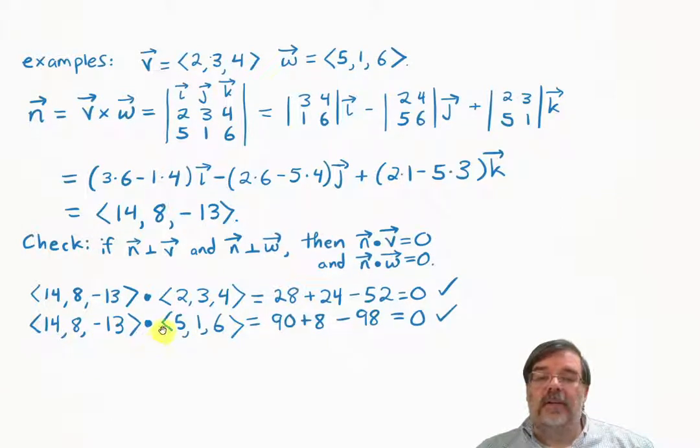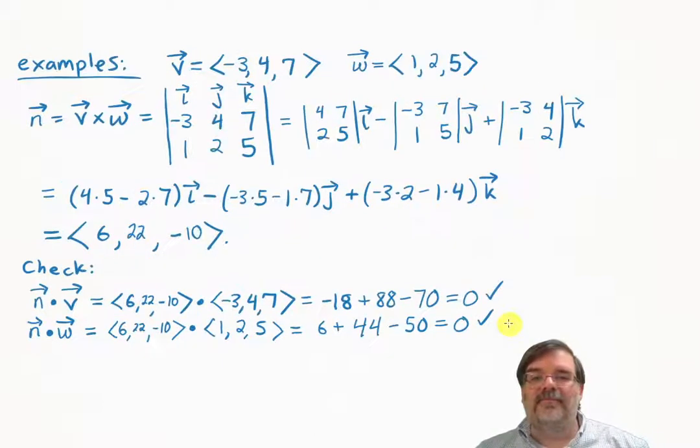So 14 times 5 is 70. 8 times 1 is 8. Negative 13 times 6 is negative 78. Sure enough, combine those numbers, and you get 0. So the cross product works as promised.